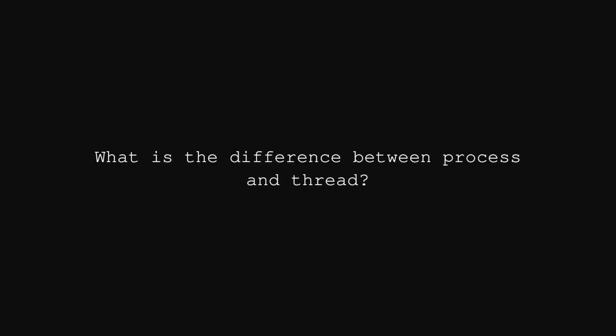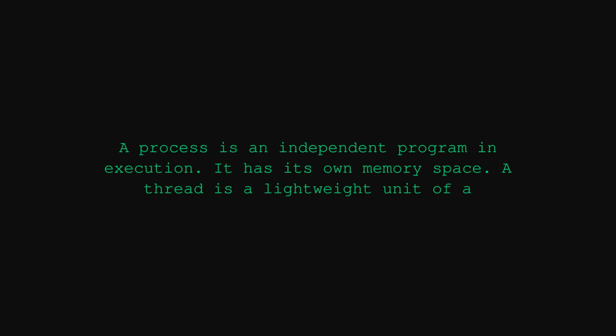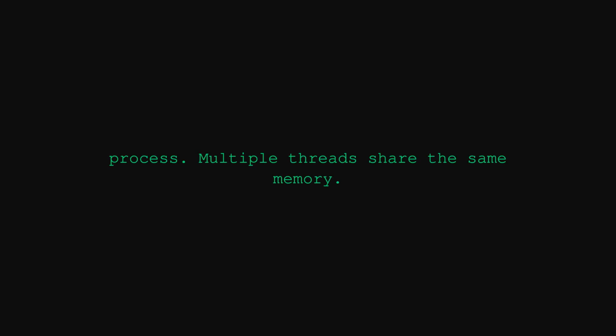What is the difference between process and thread? A process is an independent program in execution. It has its own memory space. A thread is a lightweight unit of a process. Multiple threads share the same memory.